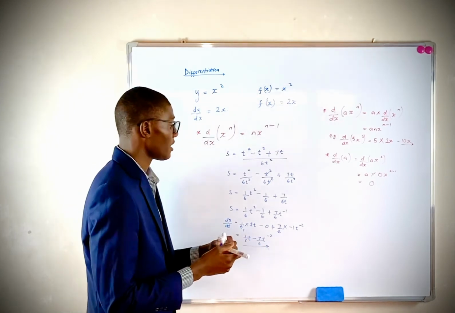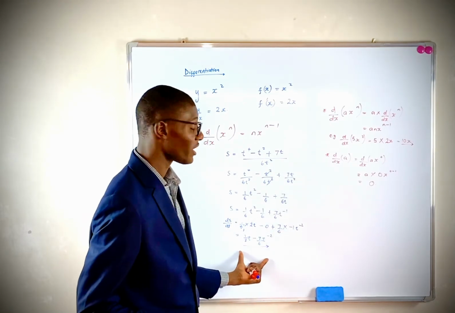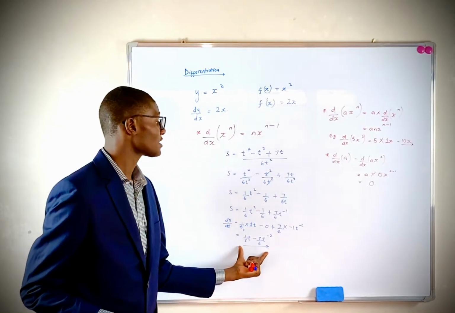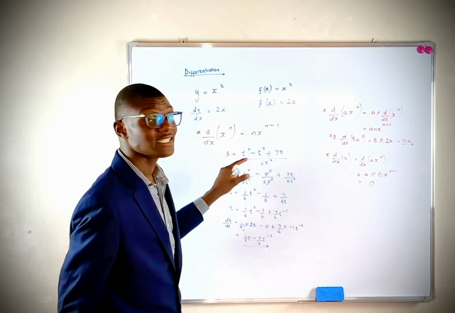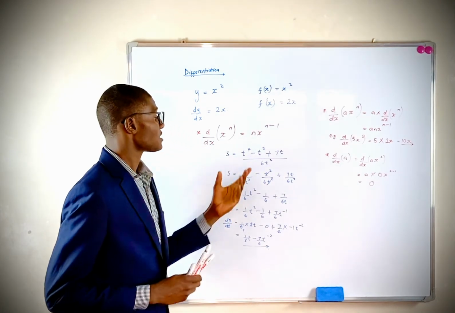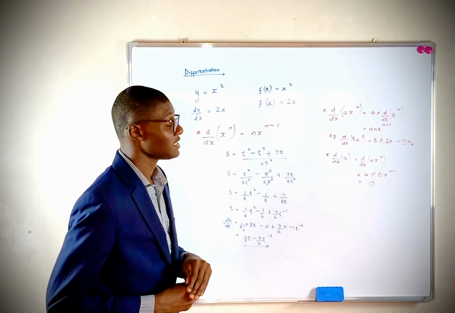So this is going to be the derived function or the gradient function of s is equal to t to the power of 4 minus t squared plus 7t over 6t squared.